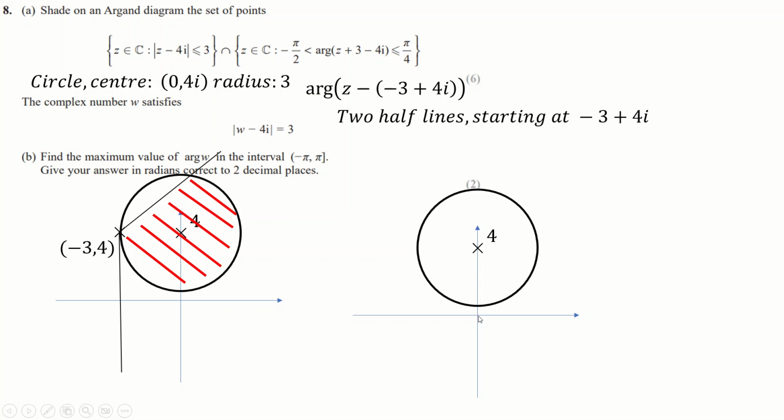The biggest argument we can choose is the one that goes out this way and just touches the circle over there. This is the biggest argument that we can pick, I think. So okay, how do we find that argument then? Well, we notice that this distance here is 4, straight down to the origin. This distance here is 3, because that's the radius of the circle. And we can find this angle here by just doing sine inverse of 3 over 4, opposite over hypotenuse. This is a right angle, of course.